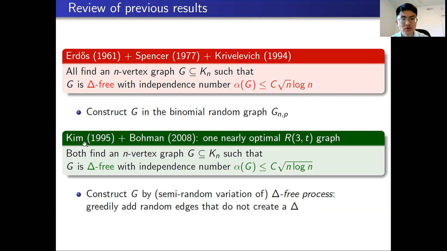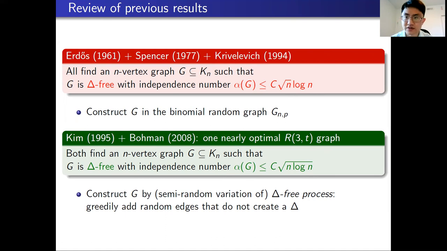And their results were improved by Kim in 1995 and reproved by Bohman in 2008. Both Kim and Bohman find an n-vertex graph G in the complete graph Kn, such that the graph G is still triangle-free, but with smaller independence number. As you can see, there is some logarithmic improvement over here. Both Kim and Bohman construct such graph G using the idea of the triangle-free process.